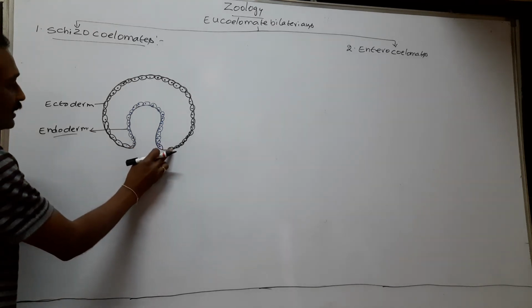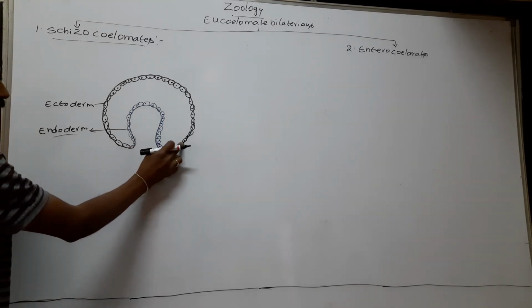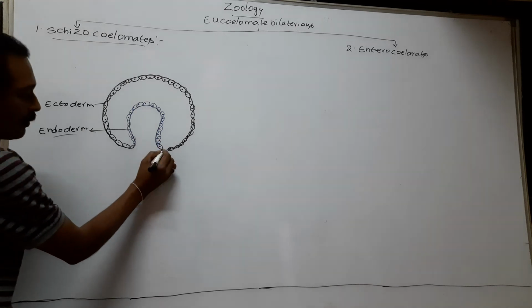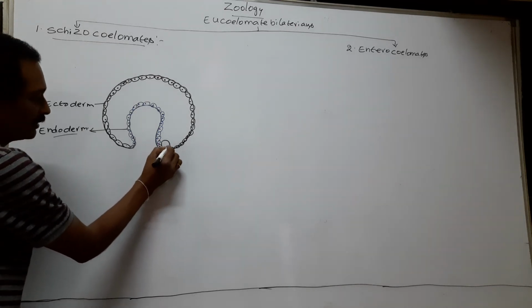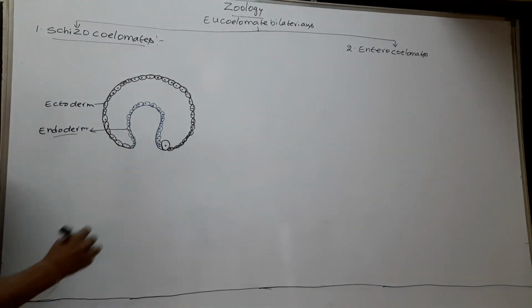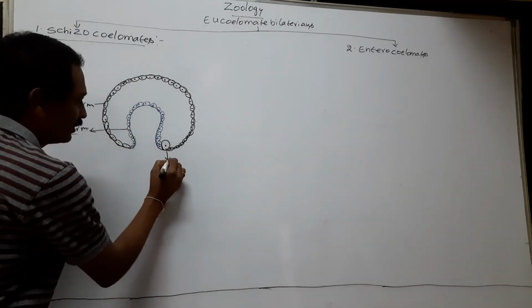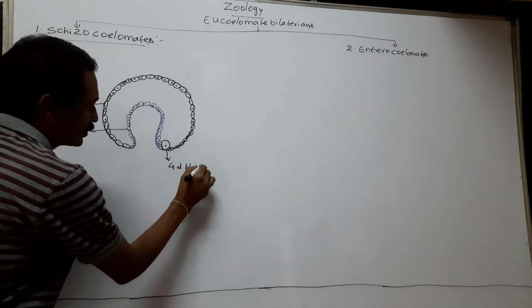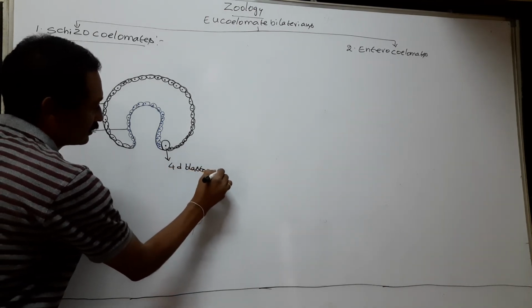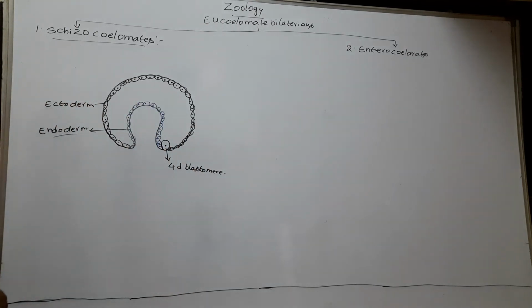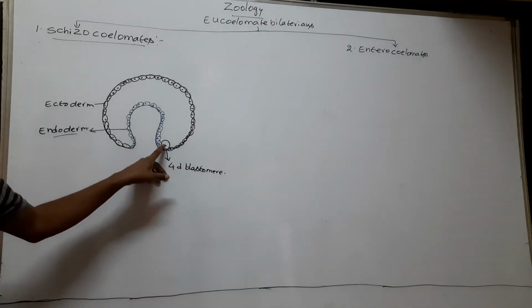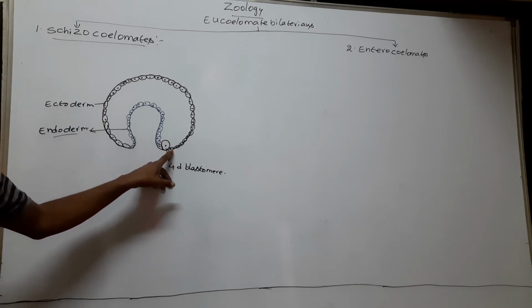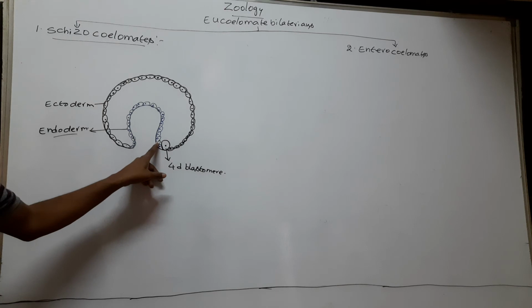At the junction of ectoderm and endoderm, specialized cells are present, called 4D blastomere. So the 4D blastomere is located at the junction of ectoderm and endoderm.